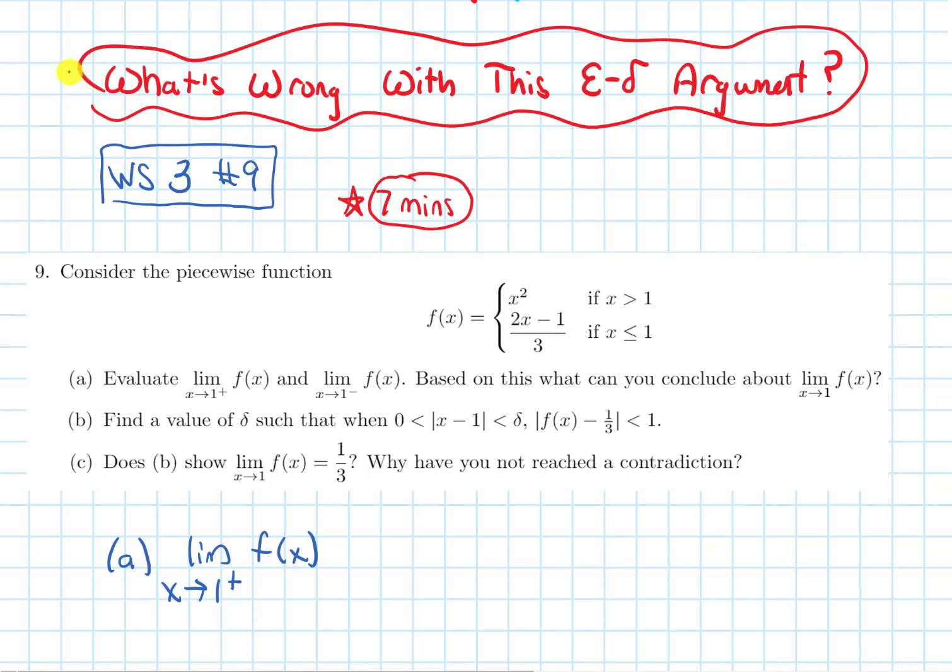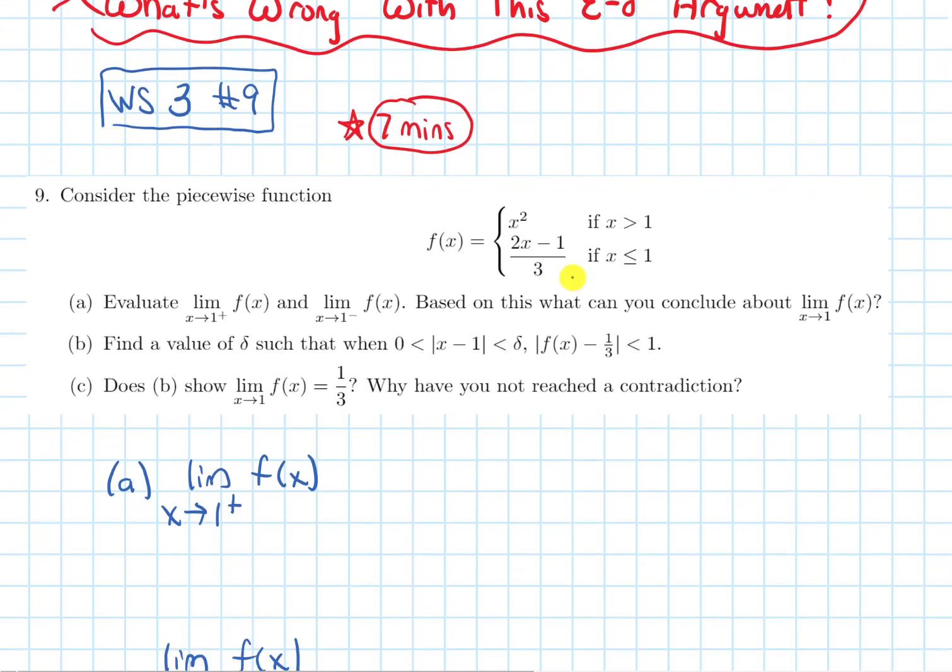In this discussion video, we will do a practice problem involving finding what's wrong with a certain epsilon delta argument. So this is problem number 9 from worksheet 3, where we have this piecewise function, and I want to first give you 7 minutes to try this. So pause it in 4, 3, 2, 1. Pause that video, pause it for 7 minutes to really try this question.